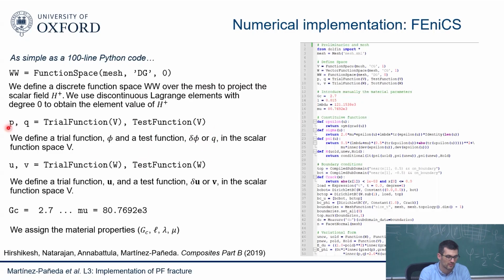You define a phase field, P, and a test function Q, that is the delta phi, over this function space V. Then you define a trial function, the displacement field U, and a test function delta U, or V, in this case we call it V, in the vector function space. You assign the material properties, so one line per material property: GC equals 2.7, L 0.01, lambda 1, whatever number you put. Here I'm defining the Lamé parameters directly.